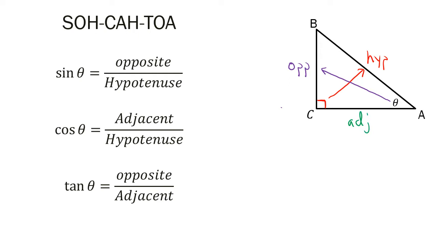We can see that sine theta is opposite over hypotenuse, cosine theta is adjacent over hypotenuse, and tangent theta is opposite over adjacent. SOH for sine, CAH for cosine, and then TOA for tangent.